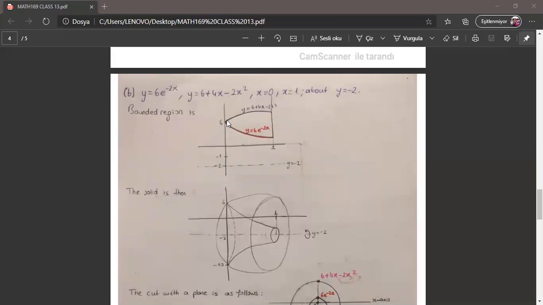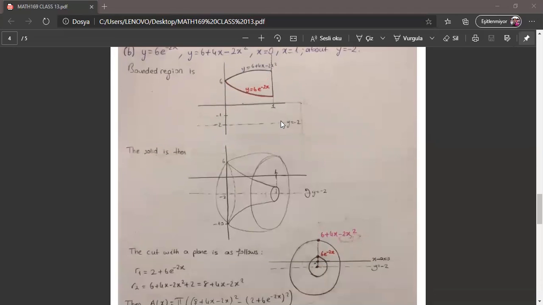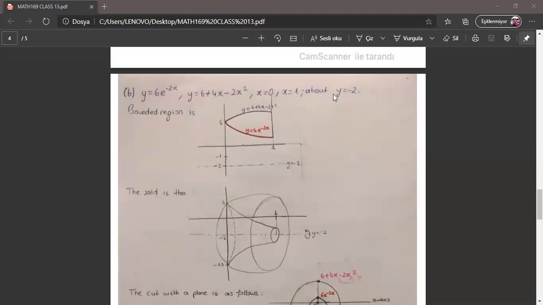Now we have this curve, which is this polynomial, and the red one is this. And we have these boundaries too, x equals 0, which is the y-axis, and x equals 1, which is here, right? So it's bounded by this line, okay? Now we will rotate it about y equals -2, this line, okay. So if you rotate it, you will obtain something like that too, right?